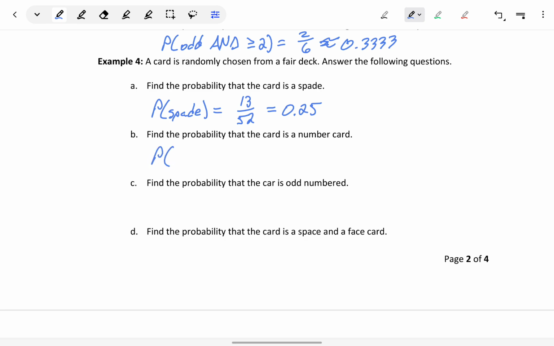In part B, we want to find the probability that the card is a number card. If we were to look back above, we would see the number cards are the numbers 2 through 10. So in a single suit, there are 9 number cards, but then all 4 suits have number cards. So we'd have 9 times 4 possibilities, or 36. That should be over 52, or 36 out of 52 ways that we can get a success for a probability of 0.6923.